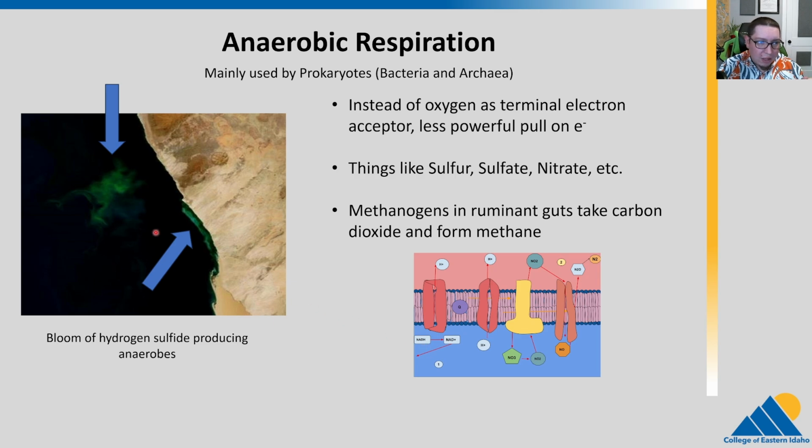There are organisms at the bottom of the ocean and in the ocean. So here's a bloom of hydrogen sulfide producing anaerobes in here. You can see these bright green colors in the water here. They're going through the electron transport chain, but instead of oxygen at the end, they have these nitrogen containing compounds. Now, this means that they're going to produce a little bit less ATP in that last step than aerobic respiring organisms.